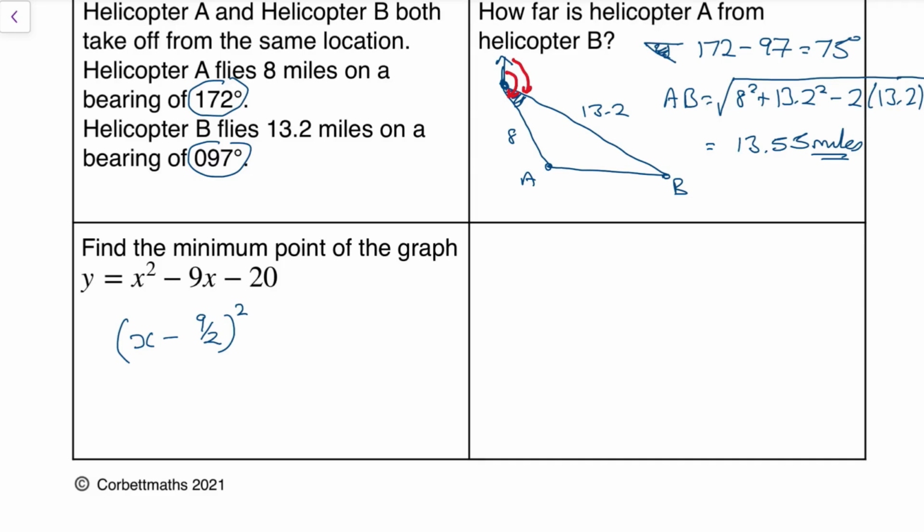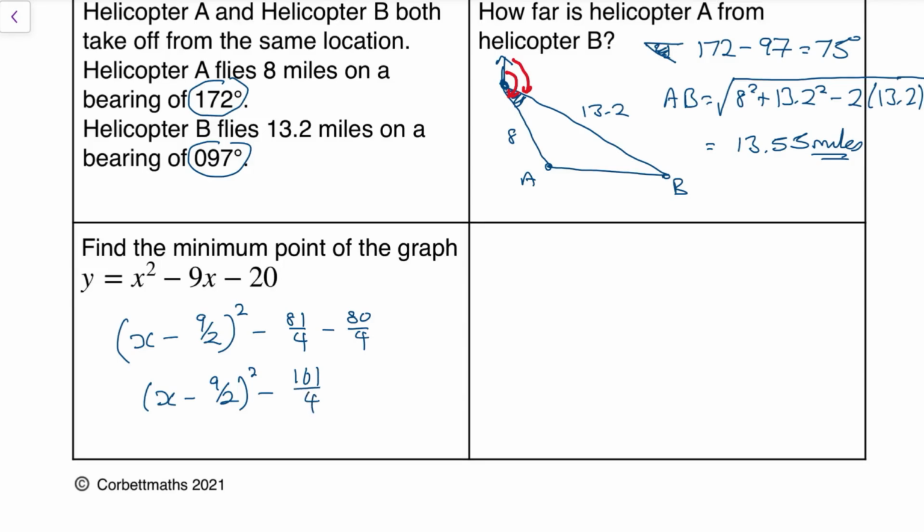So half of 9 is 9 over 2. Then I'm going to take away 9 over 2 squared, which is 81 over 4, and take away this 20. Well, 20 in quarters is going to be 4 times 20, which is 80 over 4. And it just allows me to do that fraction slightly easier, doesn't it? So I put all that together, and that's going to give me x minus 9 over 2 squared minus 80 plus 81 is 161. So that's going to be 161 over 4.